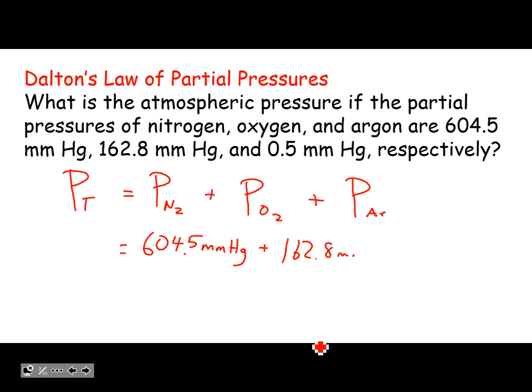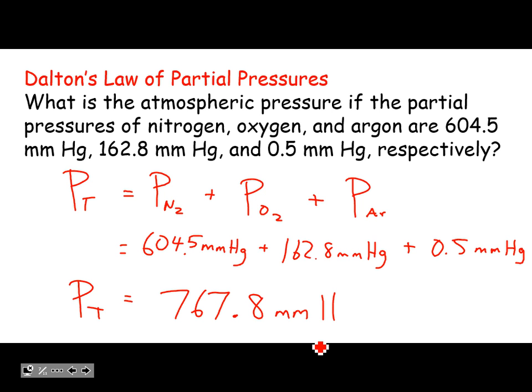162.8 millimeters of mercury is the pressure of oxygen. And finally, 0.5 millimeters of mercury is the pressure of the argon. So if I added those up together, my P total, my total pressure, is going to be 767.8 millimeters of mercury.